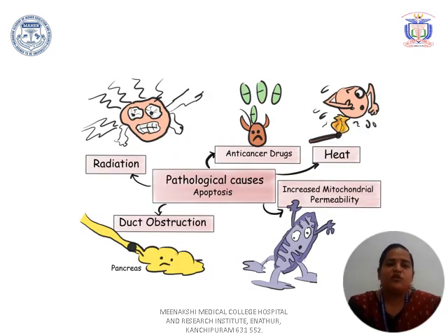Next we move on to pathological causes for apoptosis, which may be when the cells are exposed to radiations or anti-cancer drugs or heat exposure. These are the pathological causes which induce apoptosis in a normal cell.